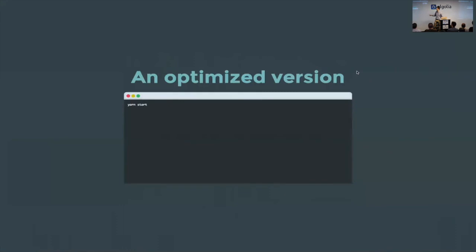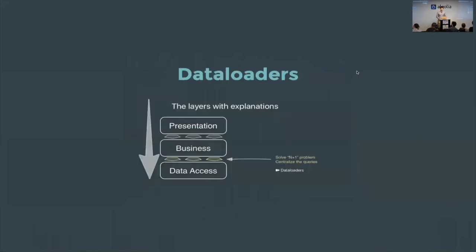An optimized version of our structure is this one. We start our server, and we only do 4 round trips to our database. Each resolver needs someone with their ID. With DataLoader, we gather all these IDs and group our query. So what do we need to change to add DataLoader to our structure? DataLoaders live here in between the business and the data access layers. The problem I told you about is known as the N+1 problem.